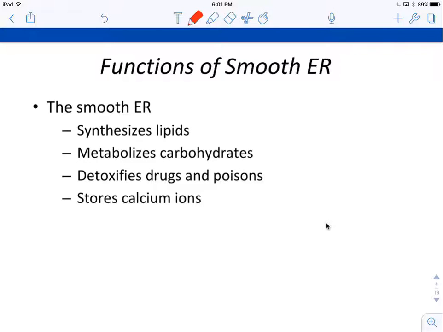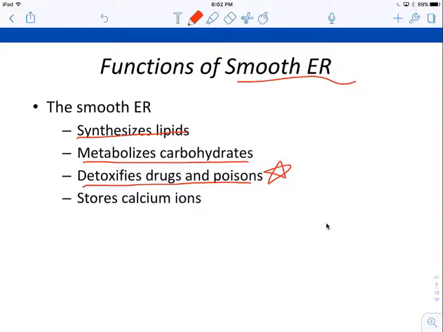Smooth ER synthesizes lipids. It helps to make more membrane. It metabolizes carbohydrates, so it breaks down polymers of glucose. It also detoxifies drugs and poisons. If you take an aspirin, it gets rid of the toxic substance out of your body. It metabolizes it out. And that's any drug, alcohol, tobacco smoke, any of that stuff, the smooth ER gets rid of all of that.